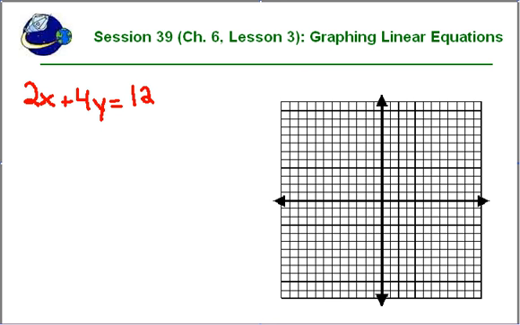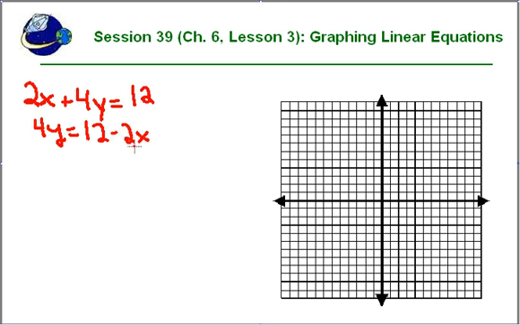Because once again, these are linear equations, and the root word for linear is line. So a linear equation would be an equation whose graph is a straight line. We want to get y by itself, so I've got to subtract 2x from both sides. What that's going to leave me is 4y on the left. Then I'm going to have 12 minus 2x on the right.